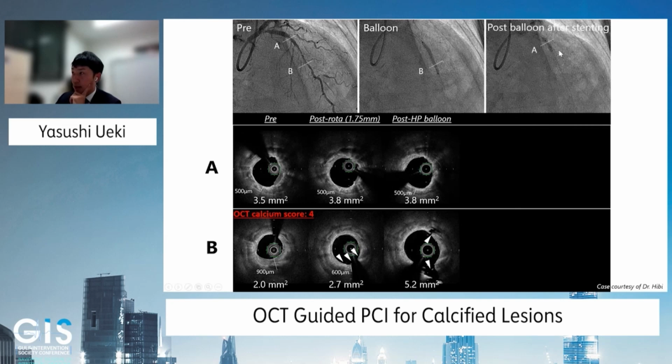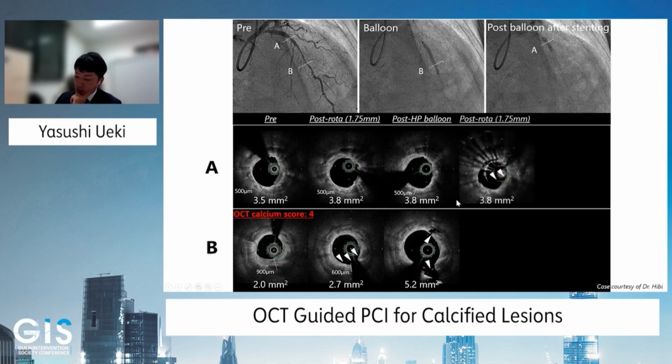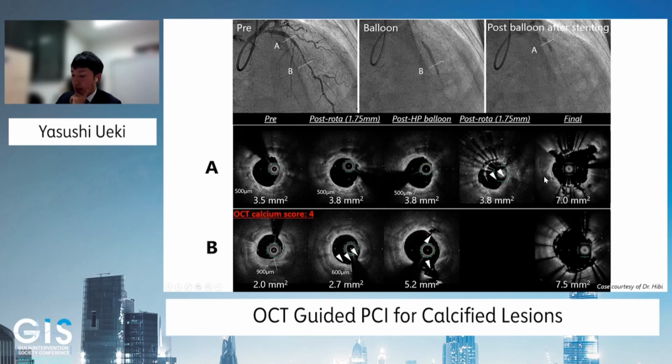So even after high pressure ballooning and after stenting, severe indentation remained at point A. Then rotoablation with a 1.75 mm burr was performed again. Then we can see the lower half of the stent has been removed or cut by rotoablation. Then after high pressure ballooning with a bigger size, good expansion was achieved, and this was confirmed by OCT.